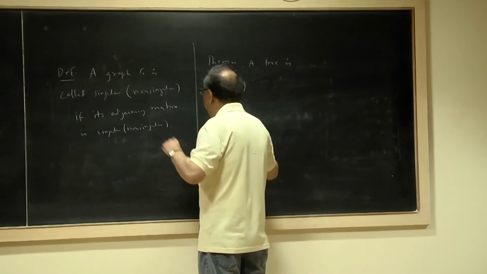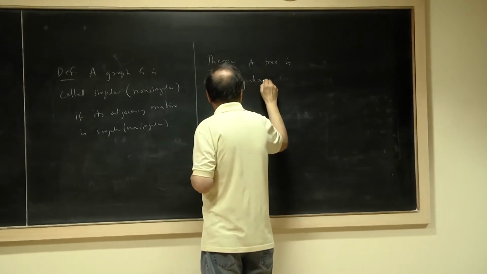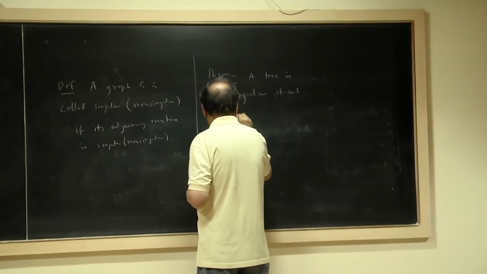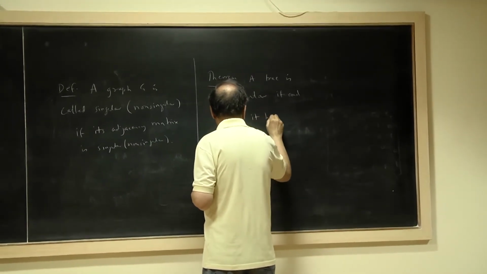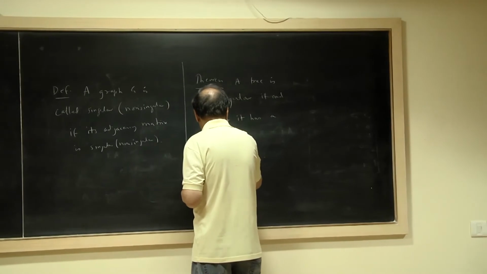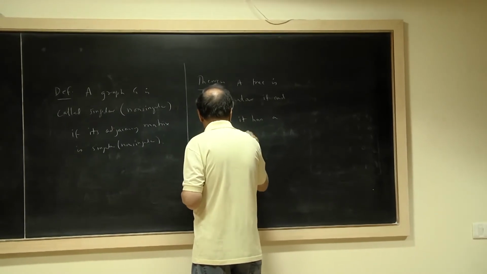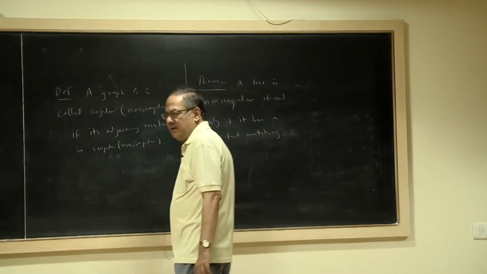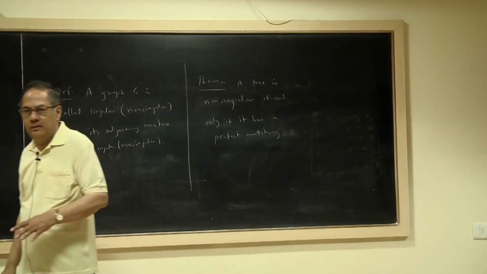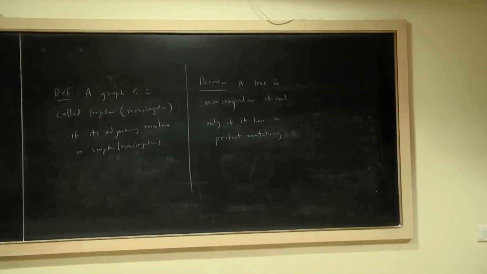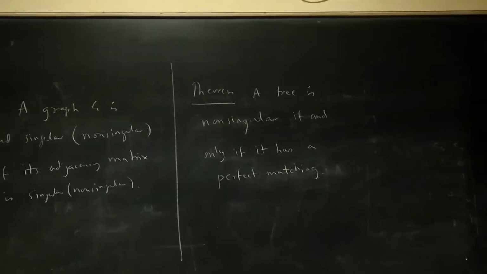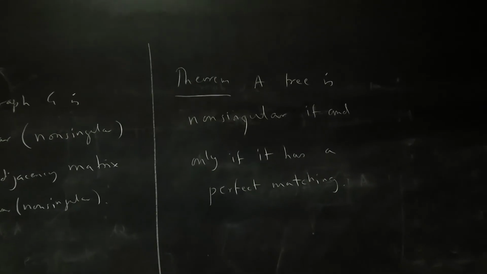This part is also coming in the notes somewhere. If and only if it has a perfect matching. You understand perfect matching. Perfect matching means all the vertices are covered. In particular, it should have an even number of vertices.